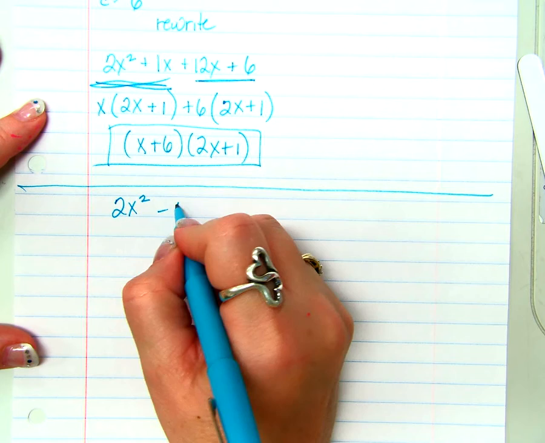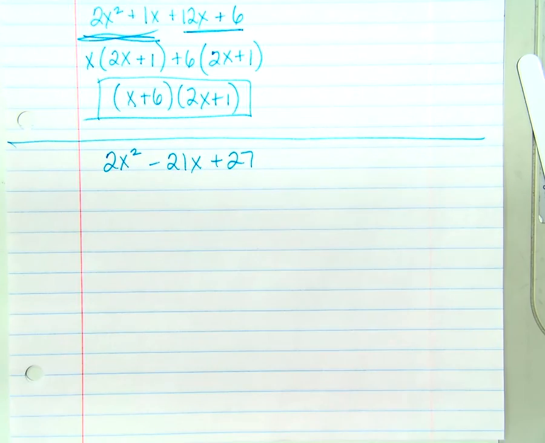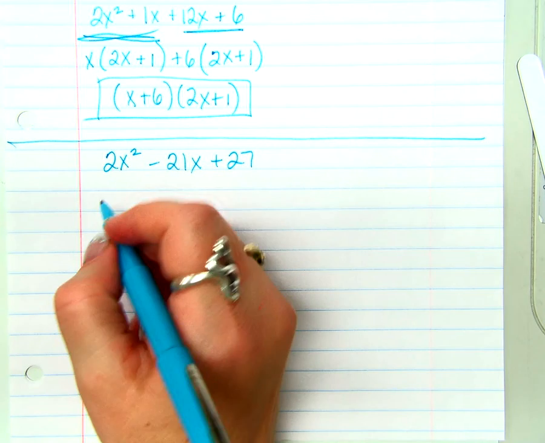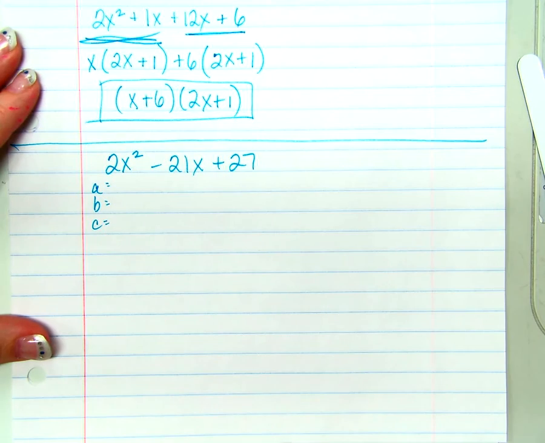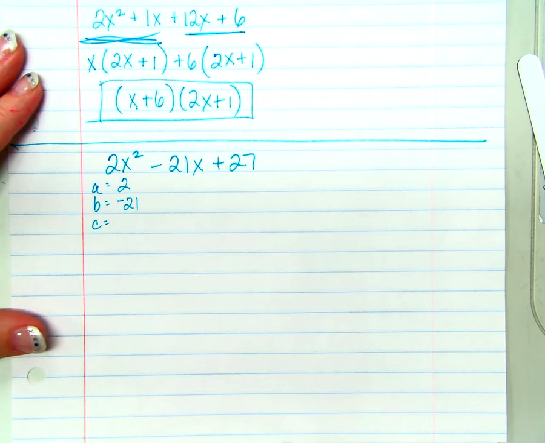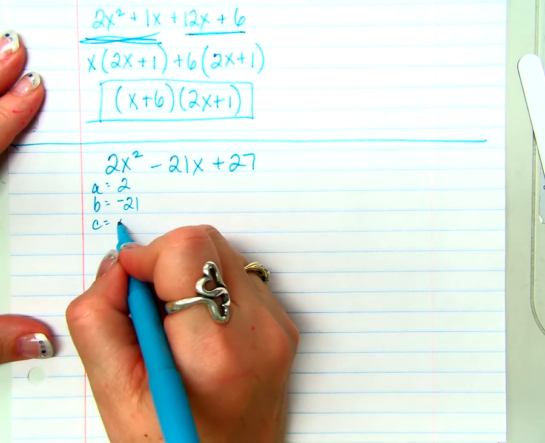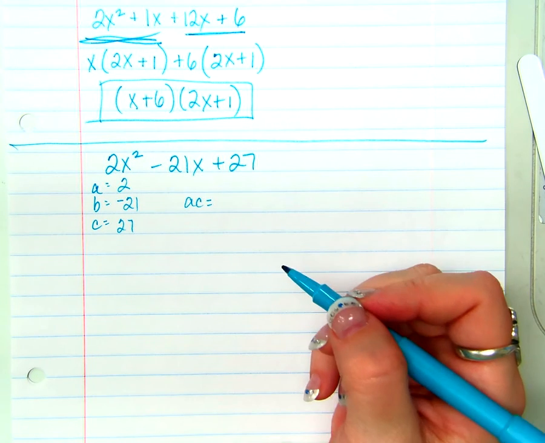2x squared minus 21x plus 27. Greatest common factor? Are all three terms divisible by the same thing? No. So we keep going. I need to find A, B, and C. Very good. A is 2. Ooh, good catch. B is negative 21. C is 27. What is AC? What is 2 times 27?